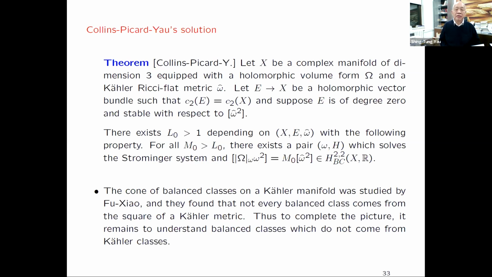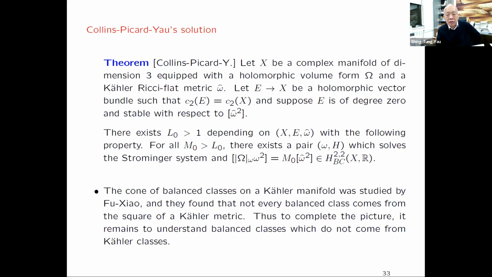Then we prove that if the balanced class is large enough, namely the norm of omega squared equals a big number m0 times the fixed omega squared, if m0 is large enough, we can solve the Strominger system. So this is good: assuming that we have a square of a Kähler metric, we can solve the system on any Kähler manifold, but assuming the class is large.